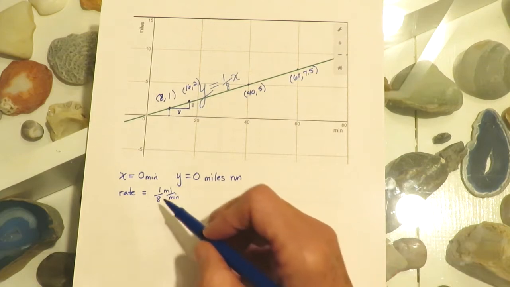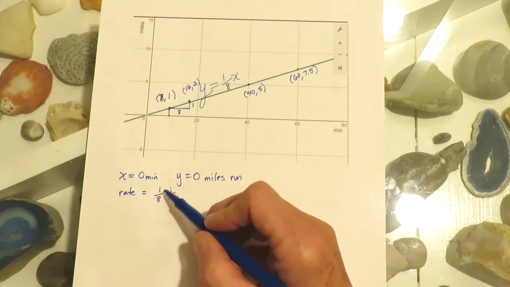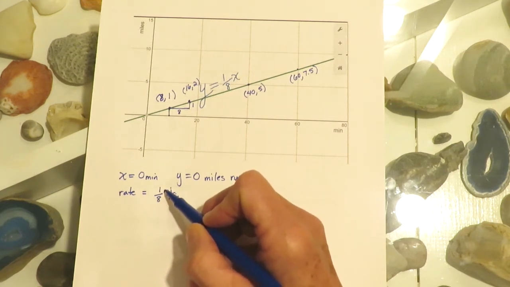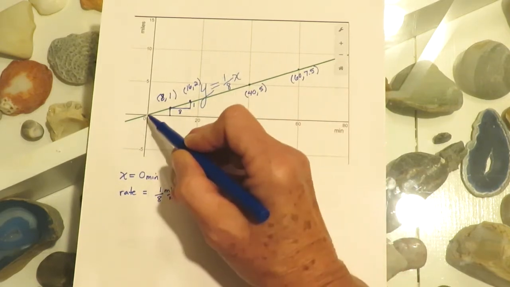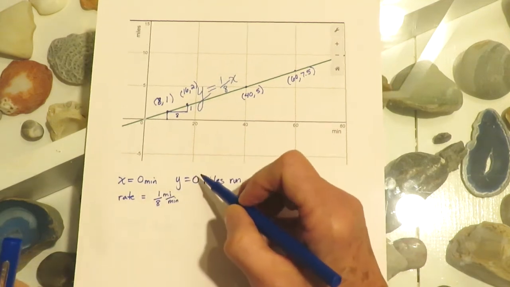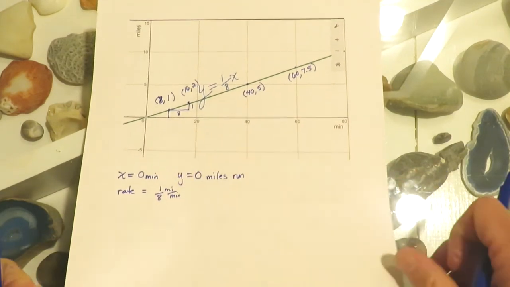So here my rate, or my slope, is 1/8, meaning every time I increase my input of minutes by 8 minutes, I increase my distance by 1 mile. And my y-intercept was 0 because when I start off, I've run 0 miles. So it goes right through the origin.